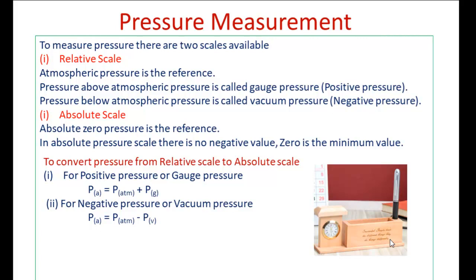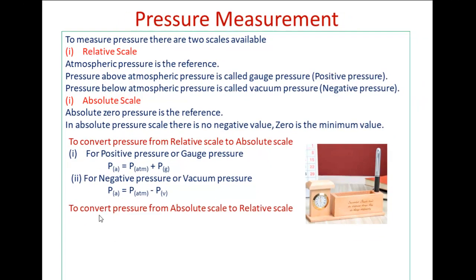In this case, from the reference we have subtracted the value from the reference to the height of the eraser. So if you want to express the negative pressure or vacuum pressure as an absolute value, then it is going to be the atmospheric pressure minus the vacuum gauge reading.